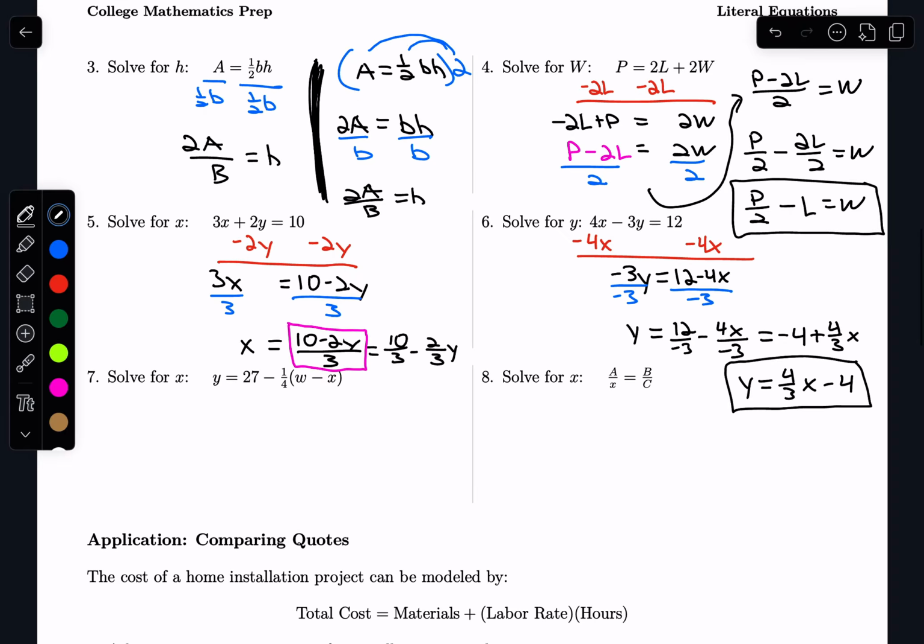Number 7, we have y equals 27 minus 1/4 times w minus x.